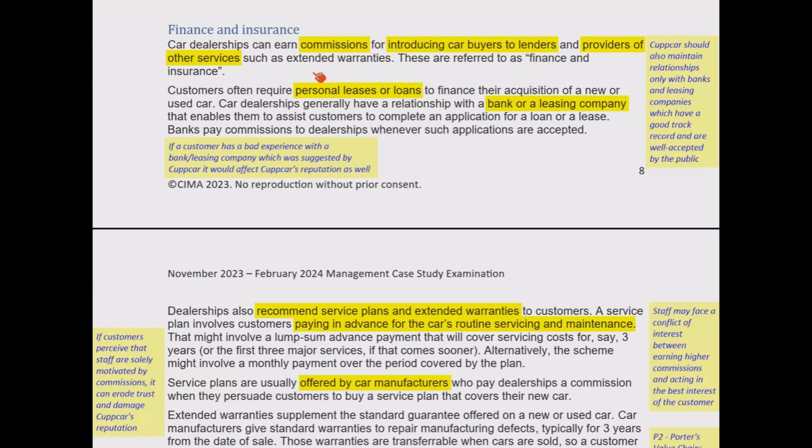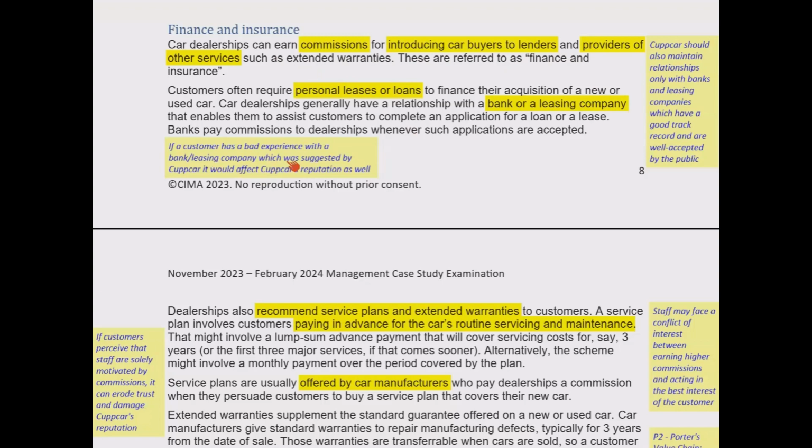Now, there are some good things about that, aren't there? Commission means that the dealership itself does not have to provide these services themselves. They're getting a steady income, and they haven't got the operational risks of delivering these activities. But what about the reputation of the lenders that they're working with? It points out here that Cuppcar's reputation could be damaged if they work with finance companies or providers of extended warranties who themselves suffer damage to their own reputation.